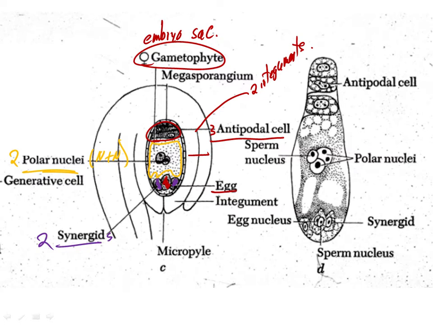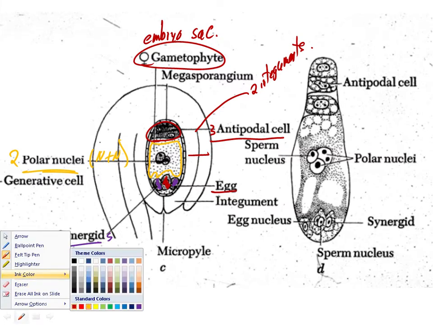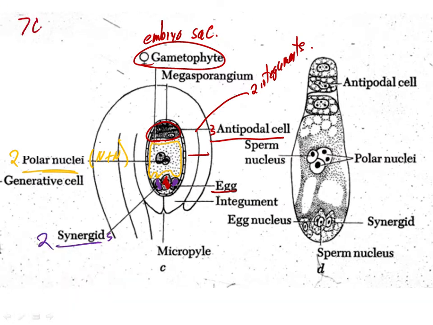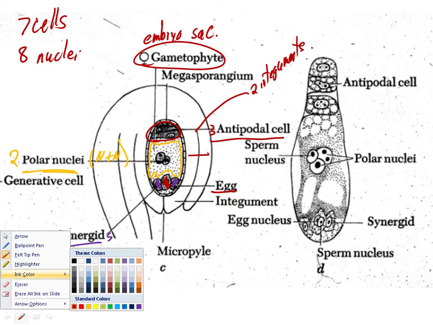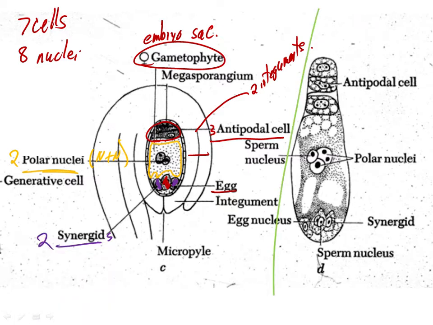So we have, in this case, seven cells, eight nuclei. One cell, that central cell, has two nuclei, N plus N. Really a weird situation for a higher plant. Our second diagram on this page, and I'm going to use a different color for this, so you see it's a little later, shows the process of double fertilization.